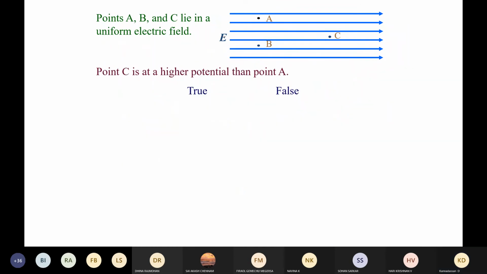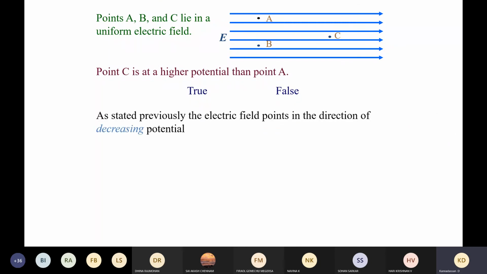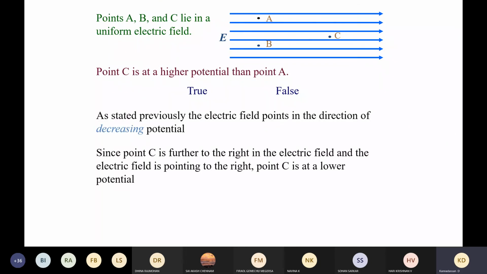Now the second question: the point C is at a higher potential than point A. That is false. With respect to the direction of the electric field, the potential will always be decreasing.